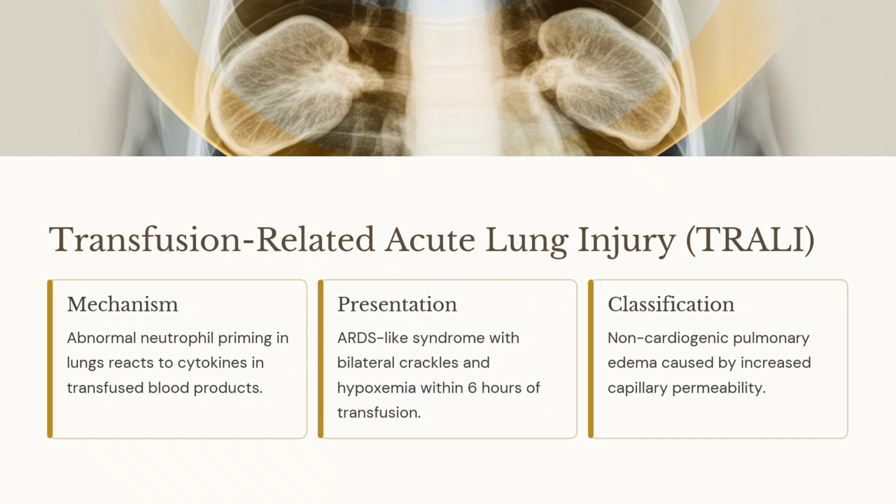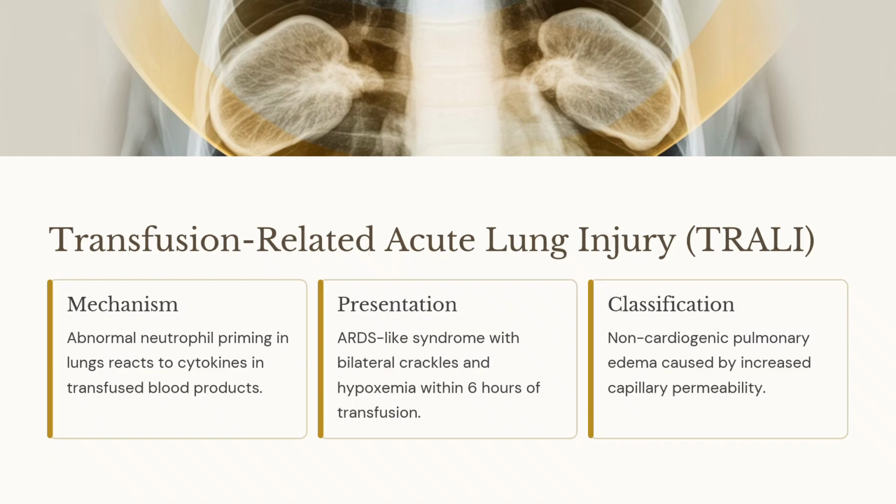What does transfusion related acute lung injury mean? That is TRALI. Here the neutrophils that are present in the recipient's body will get abnormally primed to the cytokines that are present in the transfused blood products. So, because of this abnormal reaction to the cytokines that are present in the transfused blood product, it will attack its own lung, therefore presenting with ARDS-like syndrome with bilateral crackles and hypoxemia that develop within 6 hours.